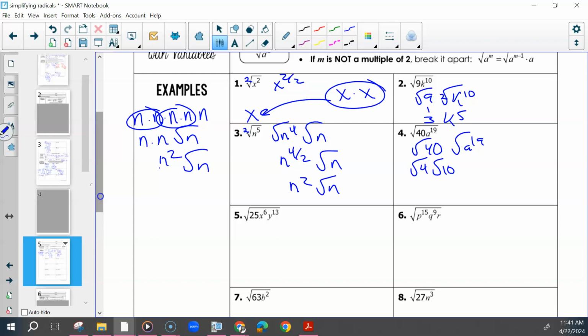So 2 does not go into 19 perfectly, but how many times would 2 go into 19? 9. With 1 left over. The square root of 4 we know is 2. A to the 9th would be right next to that. On the inside, we have 10k.